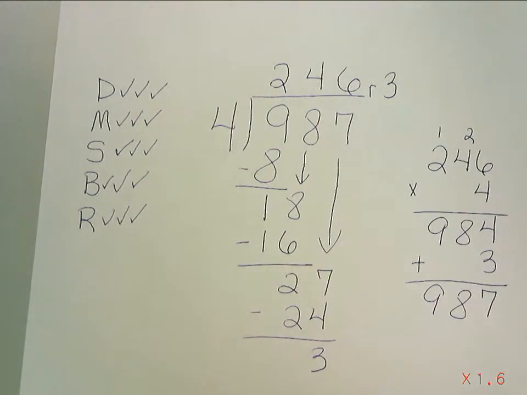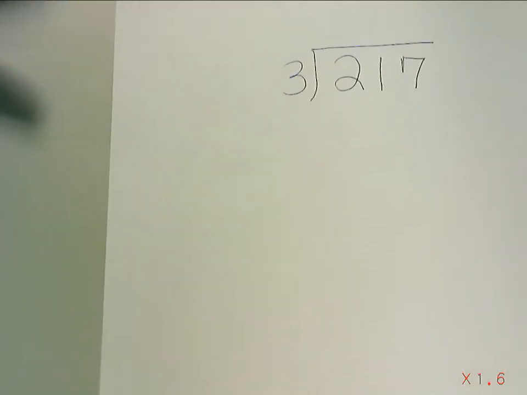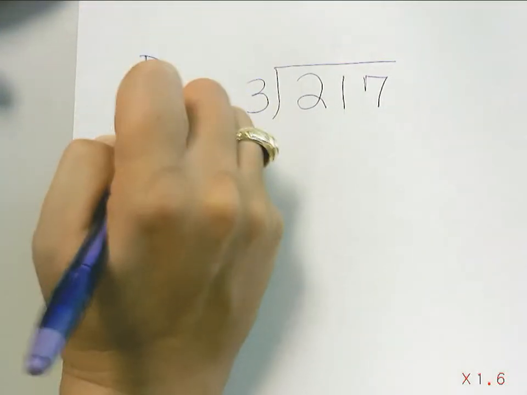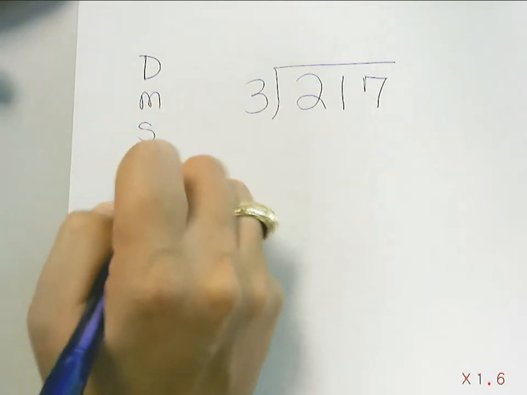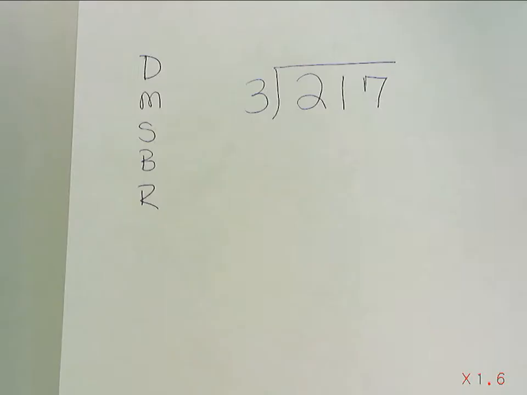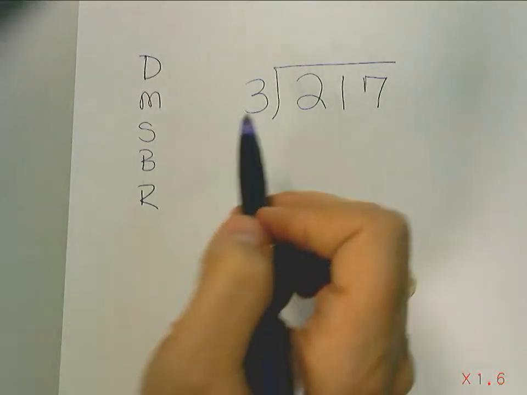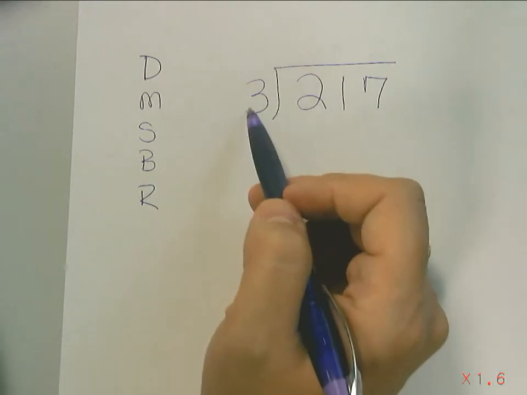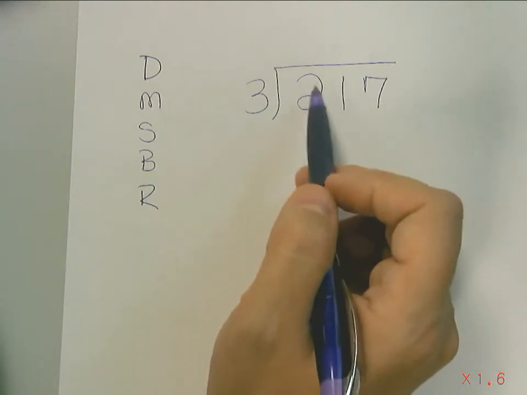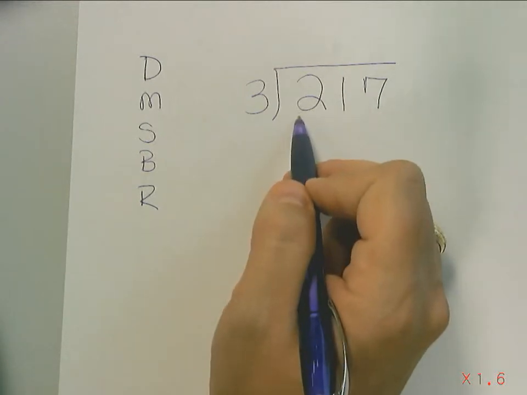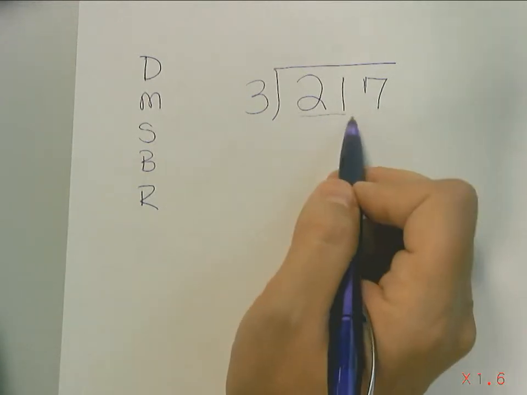Okay, I'm going to show you one more problem. This one has a little bit more of a trick to it. Again, I need my dad, mom, sister, brother, Rover. I'm going to start with my divide. I'm going to divide 3 into 2. Well, this 2 is smaller than my 3. I cannot break this 2 up into even groups of 3. So instead of dividing into 3, I'm going to move over and I'm going to divide into 21.